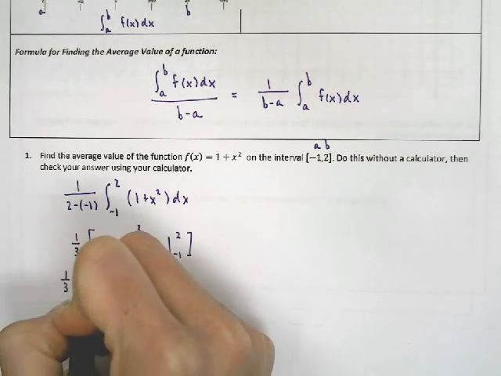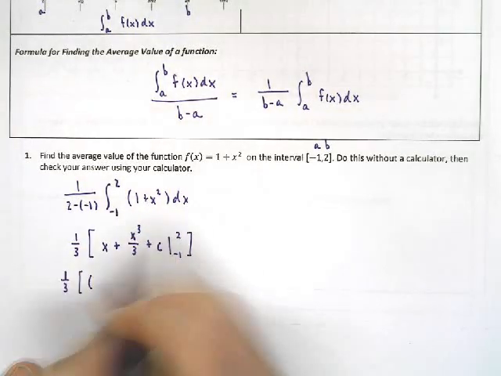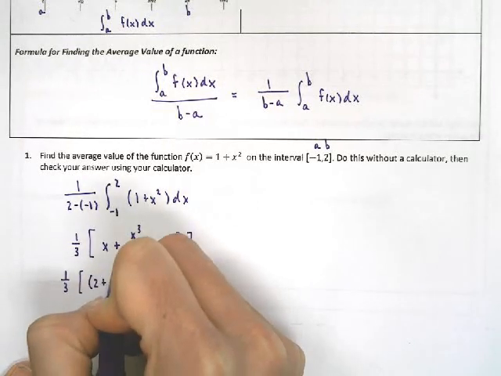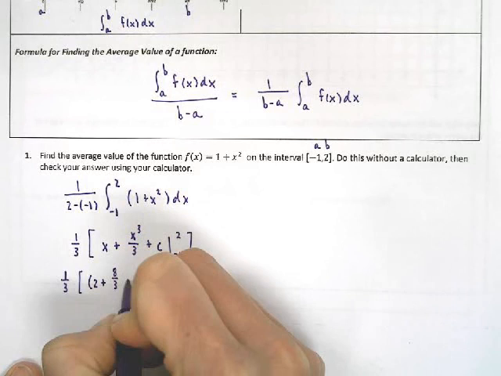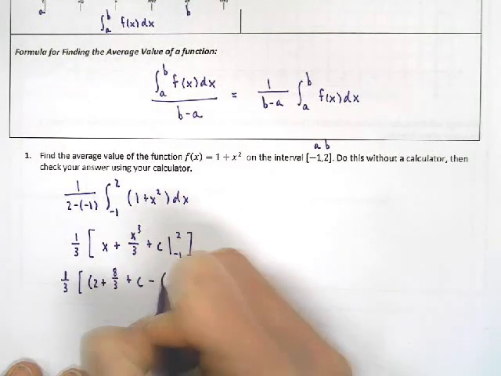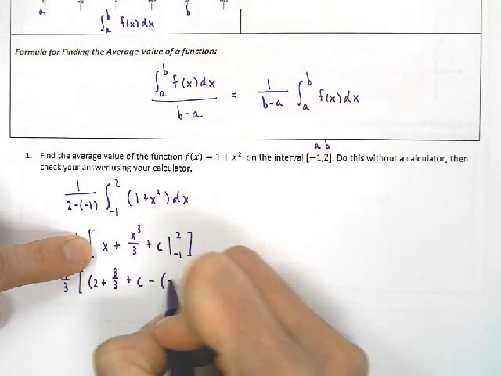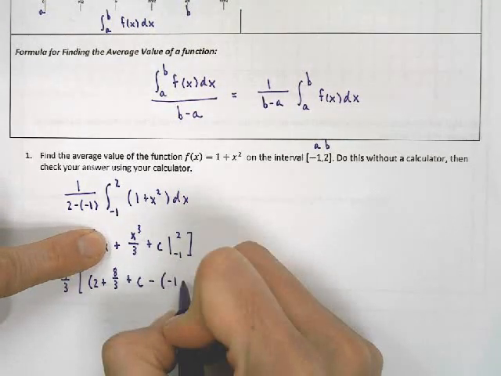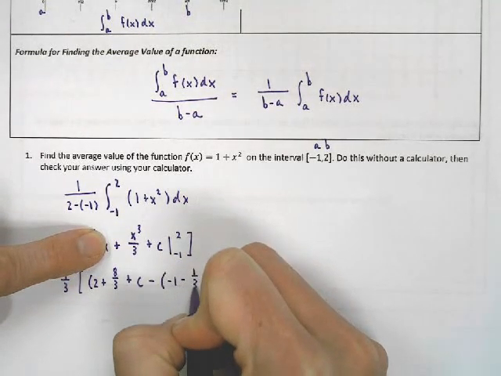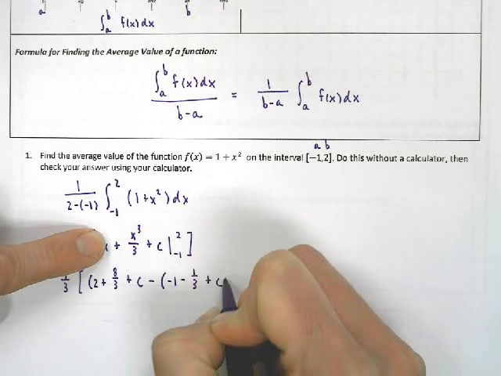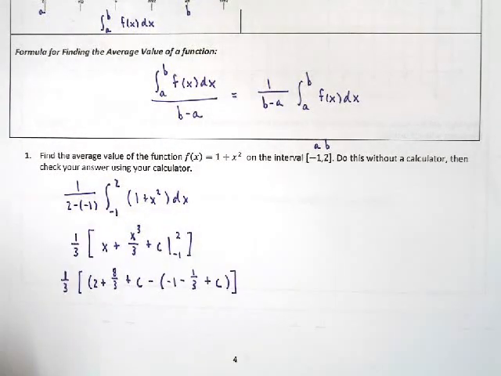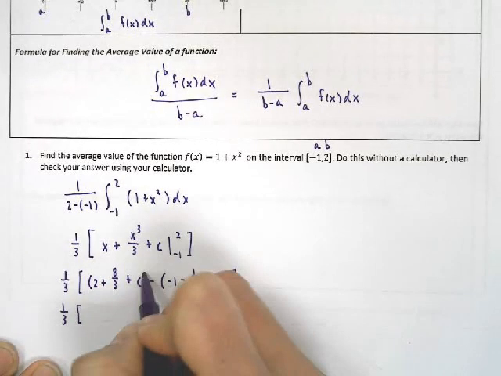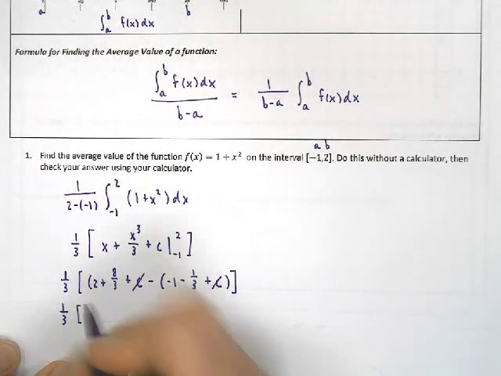So let's see, I have 1/3. Now I have x is 2, plus 2 cubed is going to give me 8/3 plus c, and then I have subtract a -1. Let's see, -1 cubed is going to give me a minus 1/3 plus c. And let's see what we can simplify here. I know my c's are going to go away.